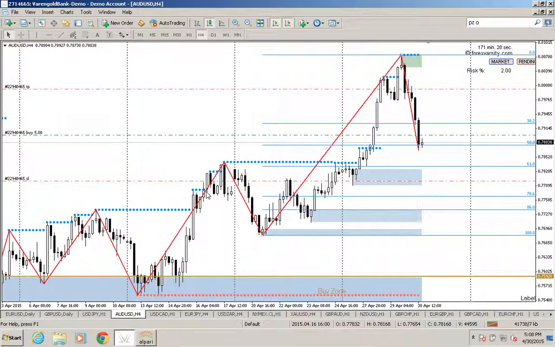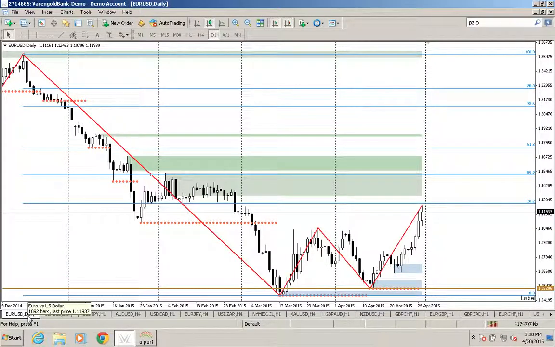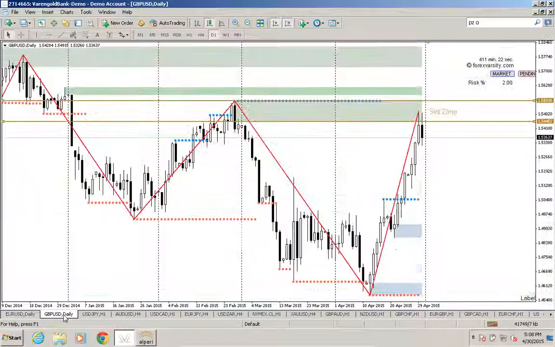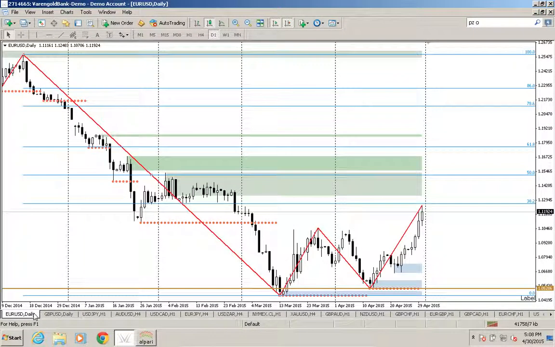So if you guys can just move over to your charts, let's start at the Euro US dollar. Now if you look at the Euro US dollar on a daily chart, you're going to see that there's nothing we would use Fibonacci for right now on a daily chart.